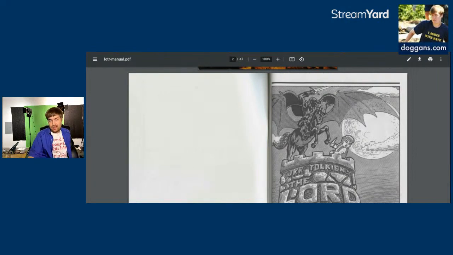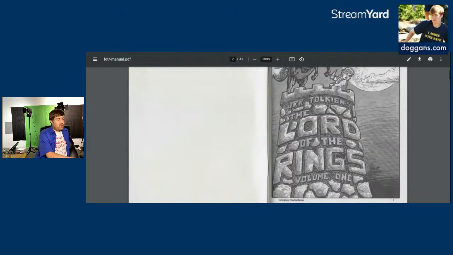I don't know why at Weathertop the Nazgul's horse has wings, but considering this is volume 1 of Lord of the Rings, I can't imagine what other part of the story this would be.